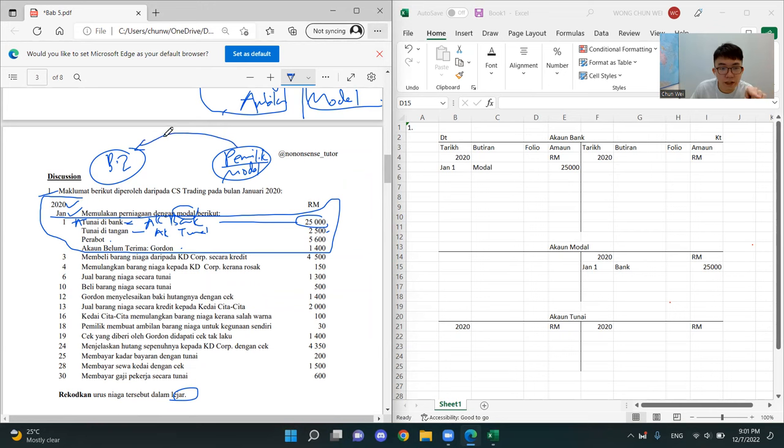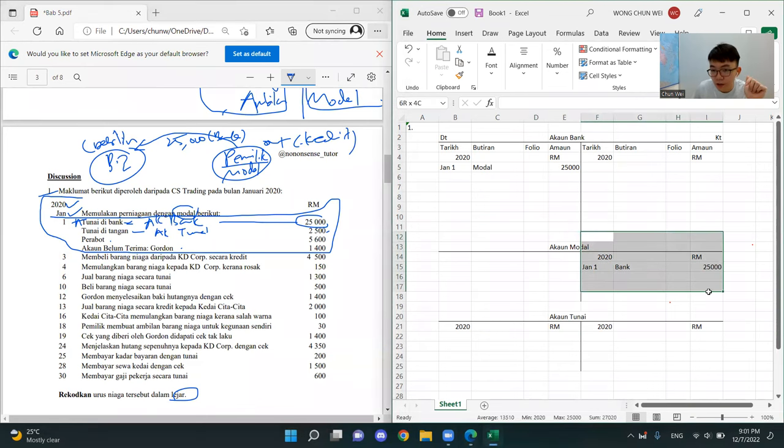Let's say bank is 25,000 into bank. So from here you can see where is in, where is out. You can see that the bank here, 25,000, is into the business and out of the pemilik. Therefore, in modal, out means what? Credit. And in means what? Debit. So therefore, for my account modal, I credit, and I debit into my bank.